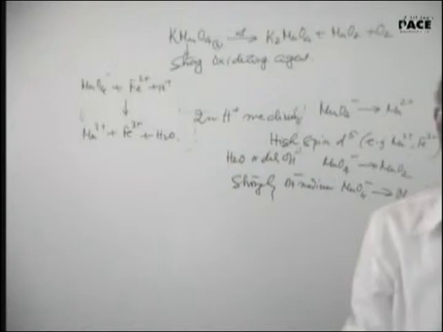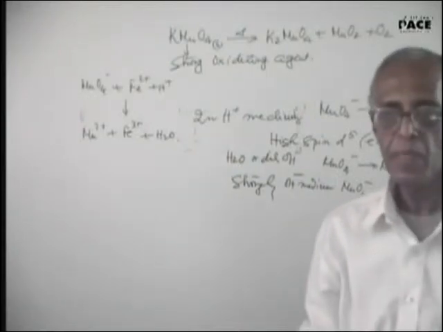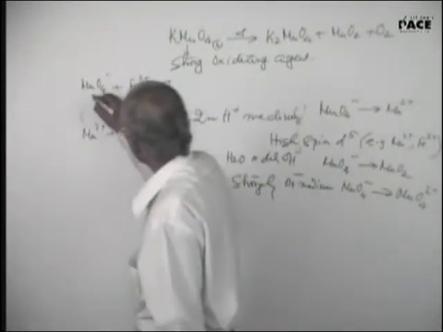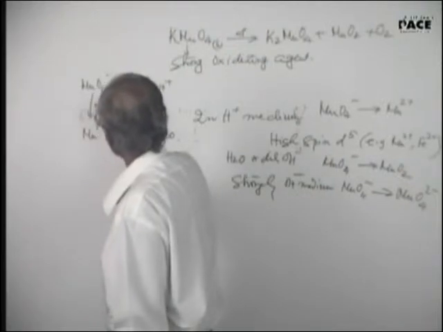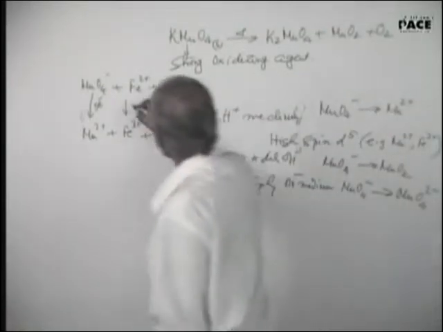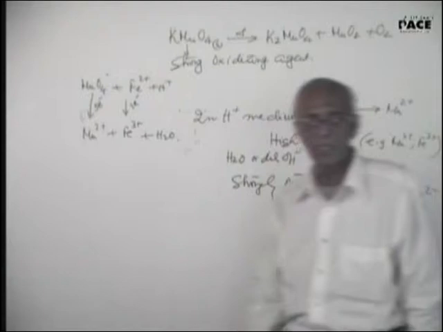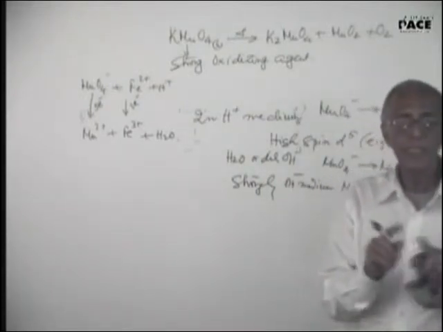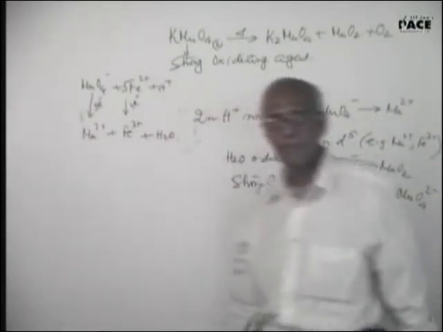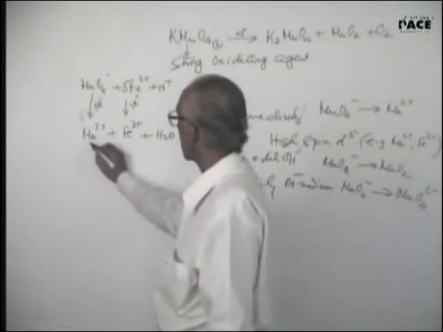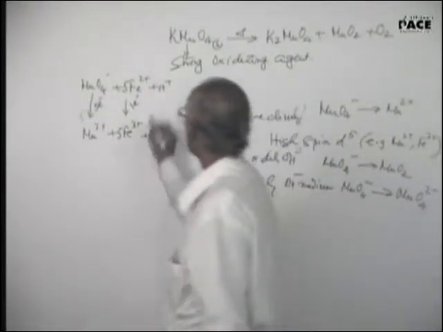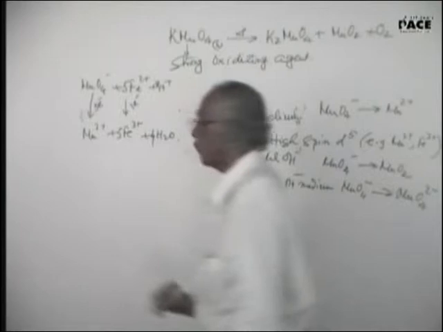Permanganate will oxidize ferrous to ferric and get reduced to manganese 2 plus. Manganese going from +7 to +2 is a 5 electron change. This is a 1 electron change. So the mole ratio, you have to equalize the number of electrons, so 5 moles of ferrous will give me 5 moles of ferric, and you need 4 moles of water.